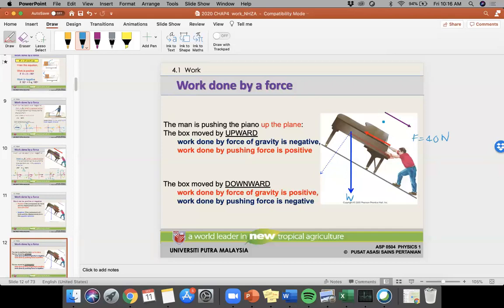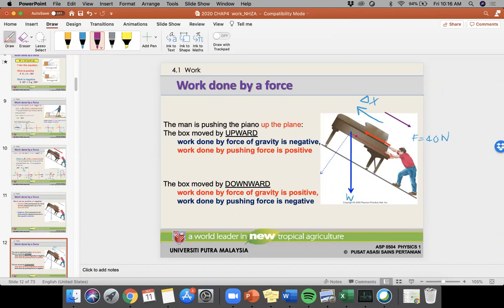The F is the external force pushed by me. Weight is from the piano, that's the weight of the piano. Now the displacement is upwards. Let's say delta x is upwards. My F that I applied is in the same direction as displacement, so I am doing positive work. The force that I'm pushing is in the same direction as displacement. I am doing positive work. However, the weight, the force of gravity, is doing negative work.